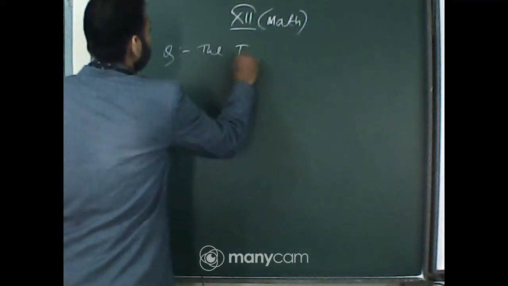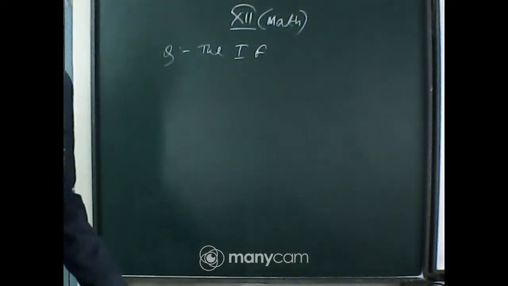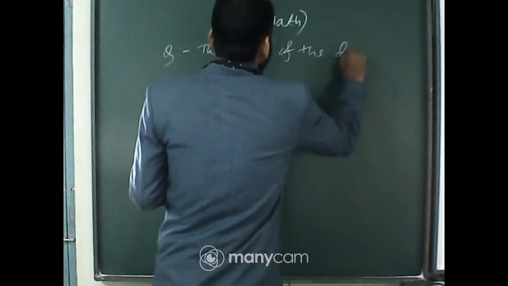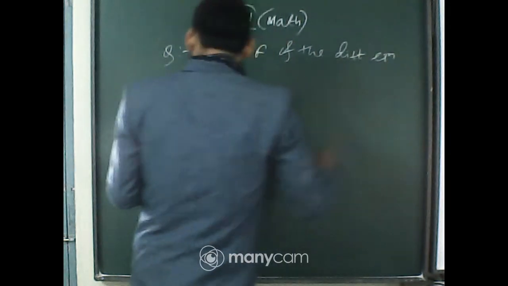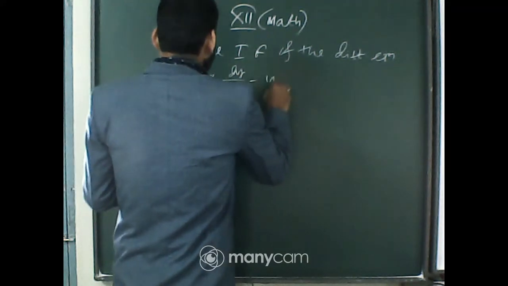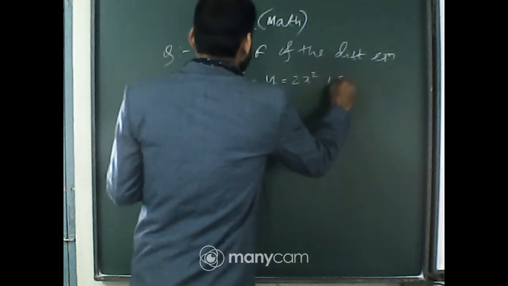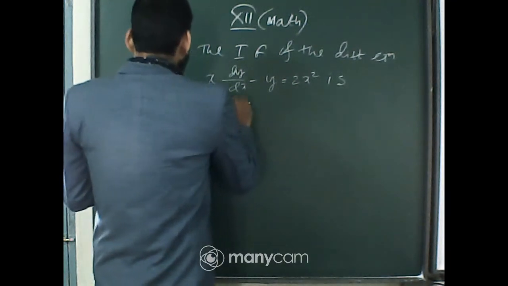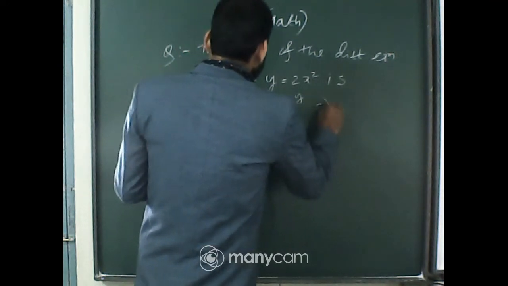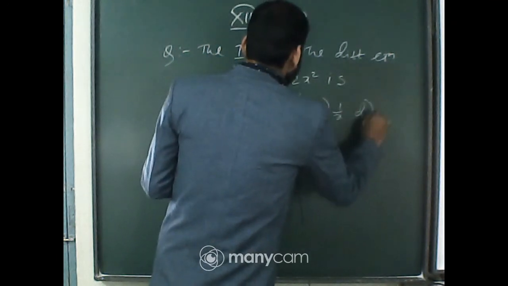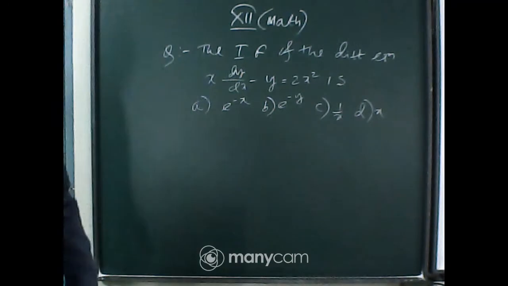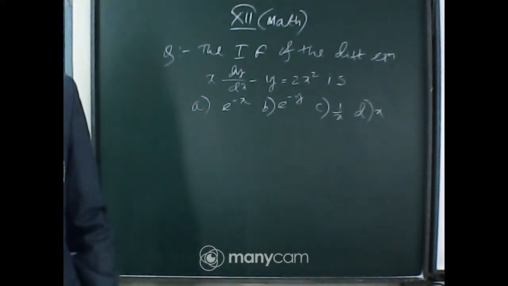The integrating factor (IF) of the differential equation x dy/dx minus y equals 2x square is: the options are e to the power minus x, e to the power minus y, 1 by x, and x. You do it in a copy and type the answer. This is from the NCERT exercise.